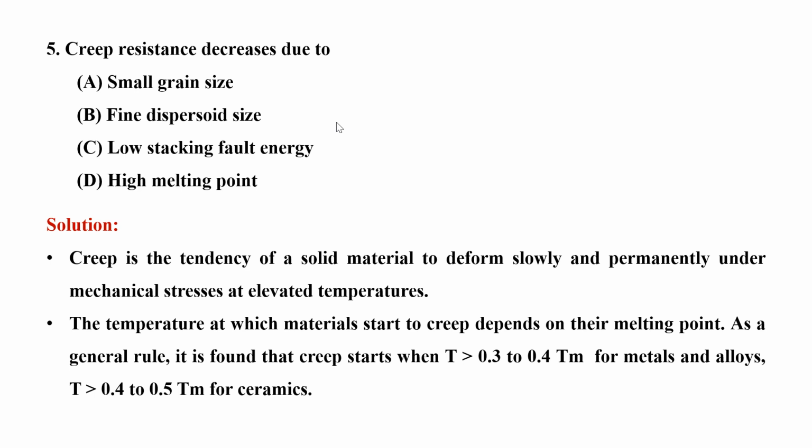Why do we say that? Because for materials like mercury, room temperature is high enough that it is in the liquid state, but for most other materials, room temperature is low temperature. Therefore, we define something known as a homologous temperature, where we divide the actual temperature by the melting point temperature, and whenever this homologous temperature reaches a certain value, materials will start to creep. For metals, creep will occur when the temperature is greater than 0.3 to 0.4 times the melting point, and for ceramics it is 0.4 to 0.5 times.